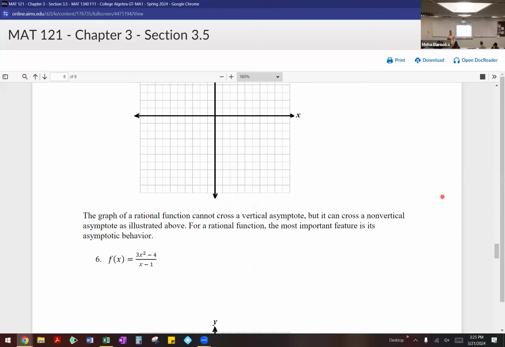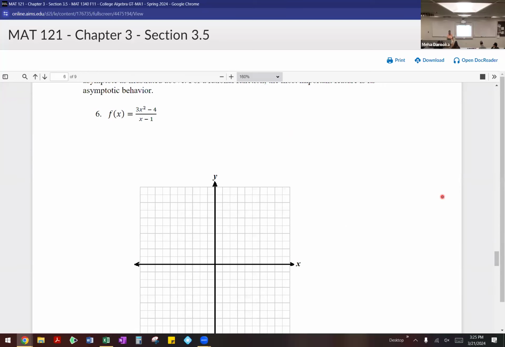But what if we saw something like this guy? This is going to have an oblique asymptote. So our vertical asymptote here would be at x equals 1. So that would be this line here. What's the oblique asymptote here? And we know this is oblique because the degree in the numerator is larger than the degree in the denominator. What is your oblique asymptote going to be? We just talked about how to calculate it. Let's calculate it.